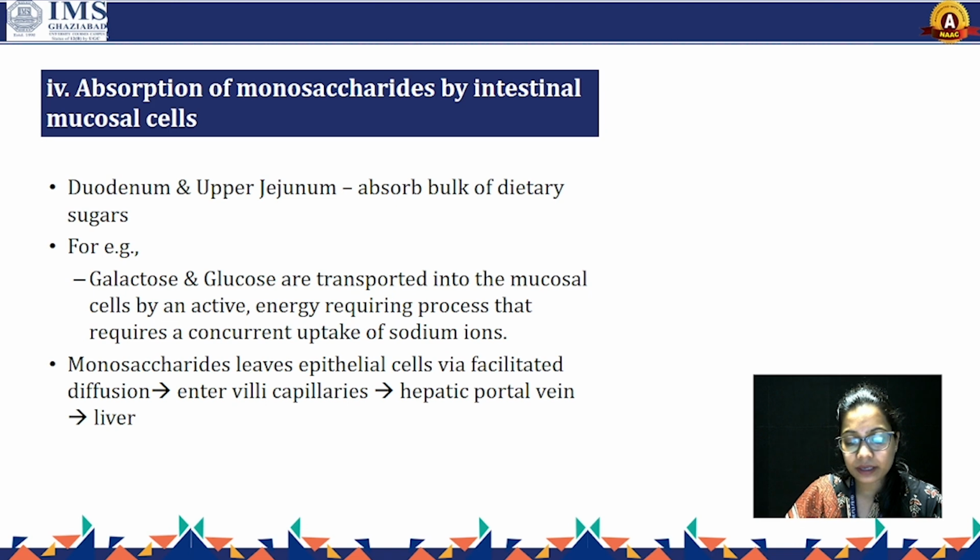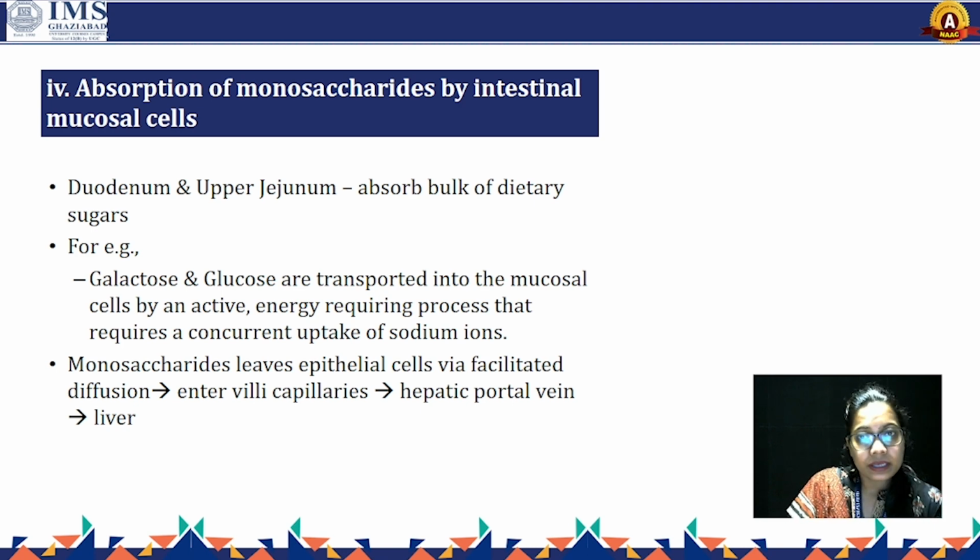Now the last part is all the products are now being converted into the simplest form. The next part is that the simplest form which we have received is now being absorbed into the body, and will be transferred to the different body parts to perform their actions. So absorption of monosaccharides is done by the intestinal mucosal cells.